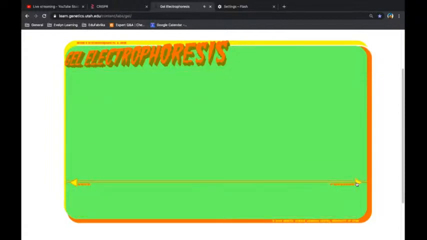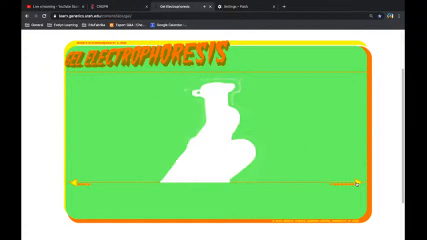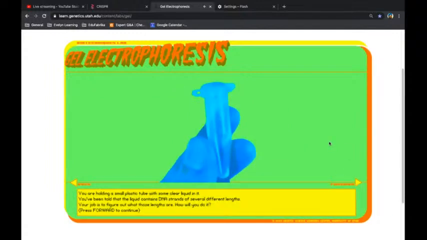In these steps. So that's it. That was the main principle of gel electrophoresis, its mechanism, its working, how you can work in the lab, and it's very widely used in experiments. So go for it.